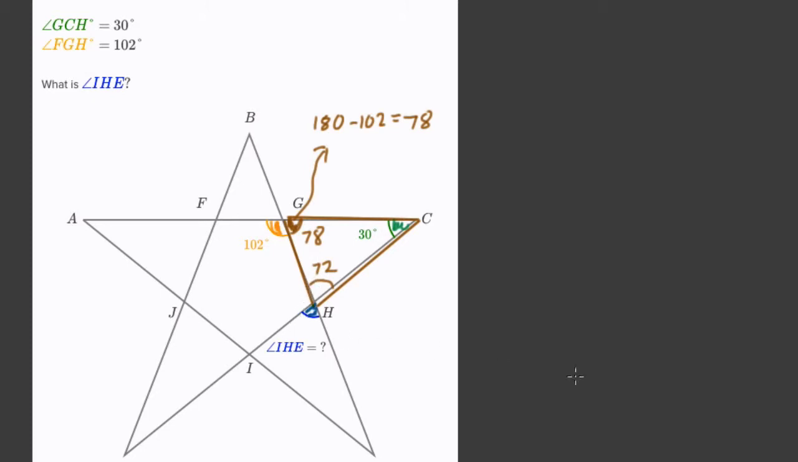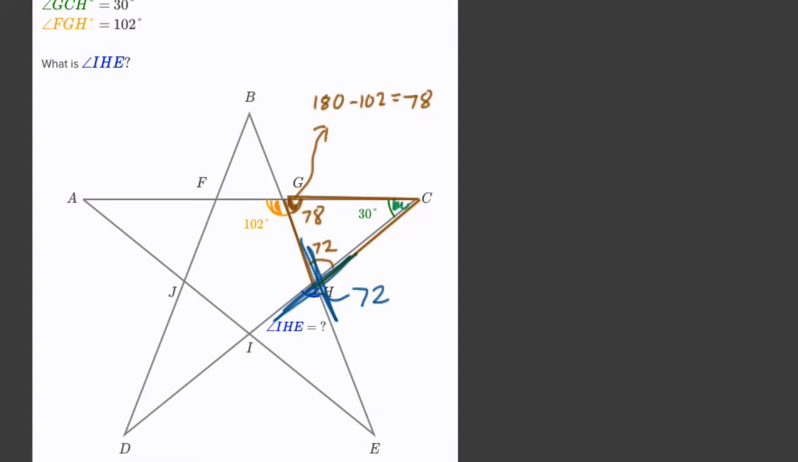But notice IHE is a vertical angle to this brown angle here, so it's also equal to 72 degrees, right? This line and this line cross to form those two vertical angles.